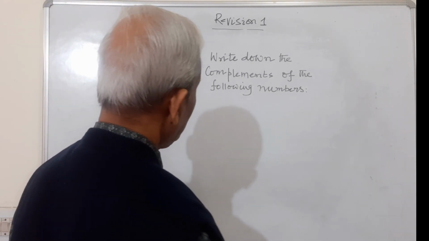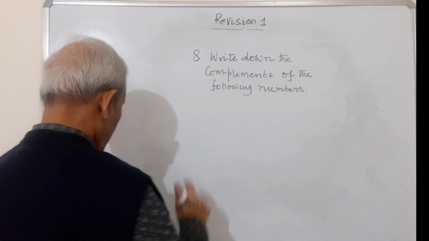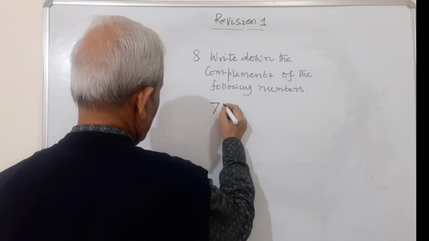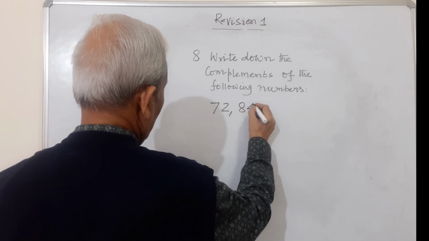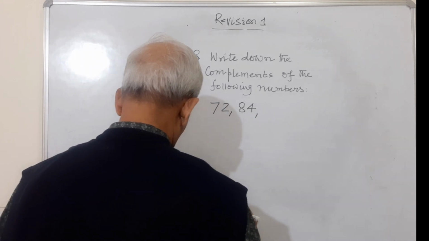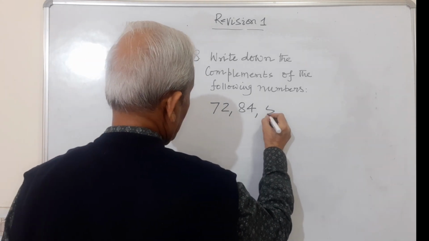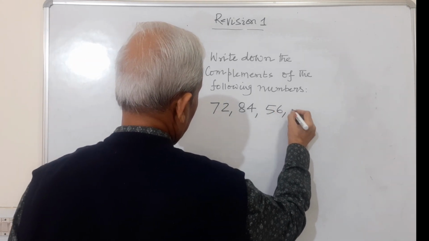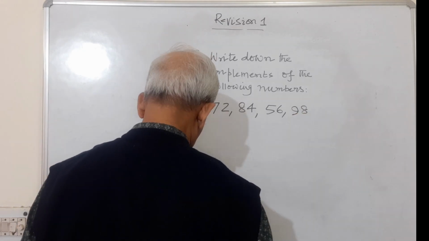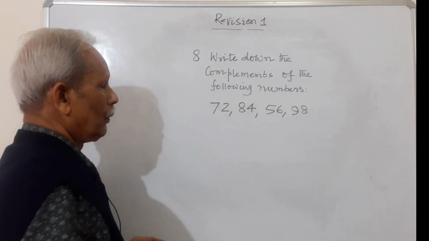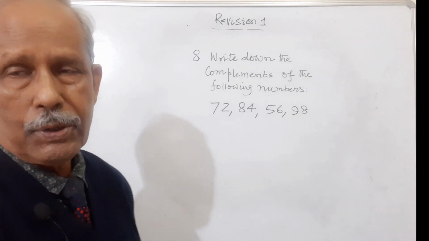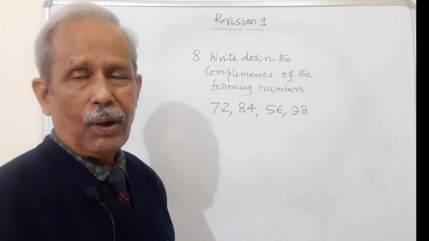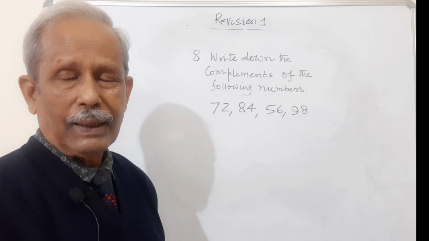So let us do it. The questions are 72, 84, 56, 98. These are the four numbers. You have to find out the complements of these numbers. So give a pause and write in your copy the answers to it, and then you come back.